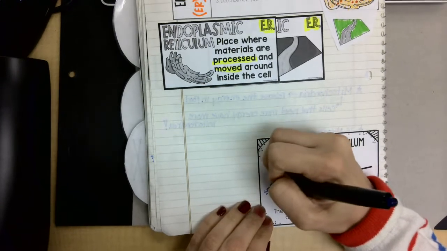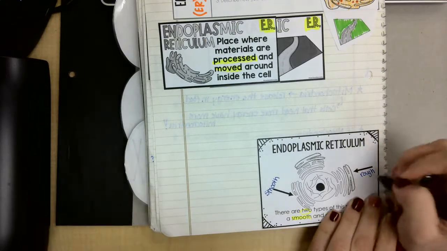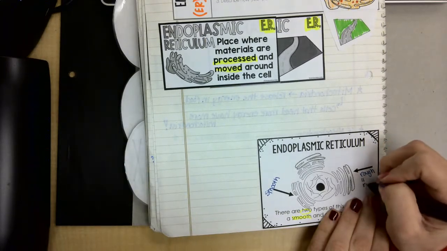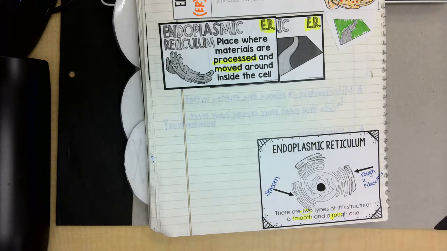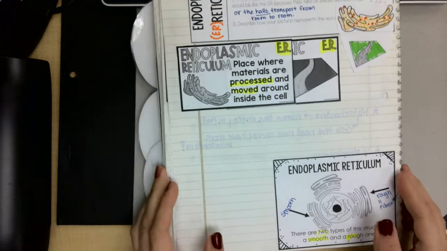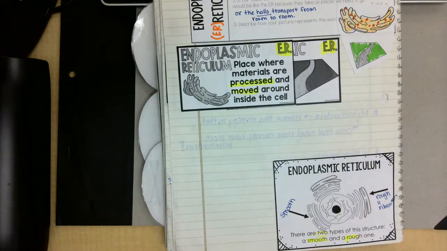Smooth, rough. And rough equals ribosomes. I know I wrote that real messy. Okay, just a few notes on this page. Let's get them.